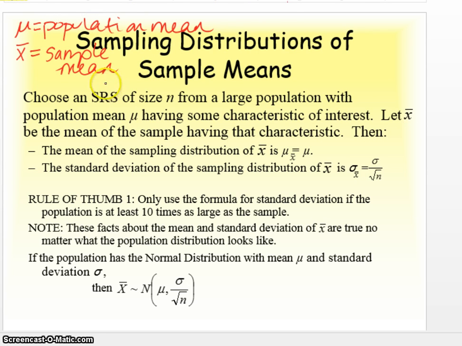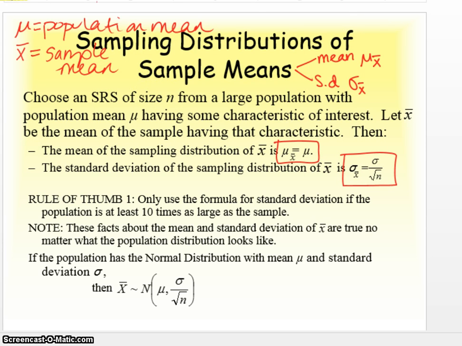So the mean of that graph, okay, so the sampling distribution of sample means will have a mean, which is mu x bar. That is the mean of the sampling distribution of the sample means. It will also have a standard deviation. So that's the standard deviation of all the x bars put together. And here are the two formulas for that.